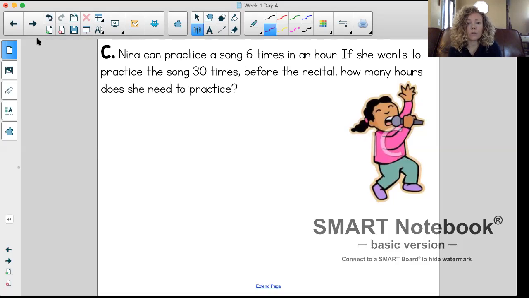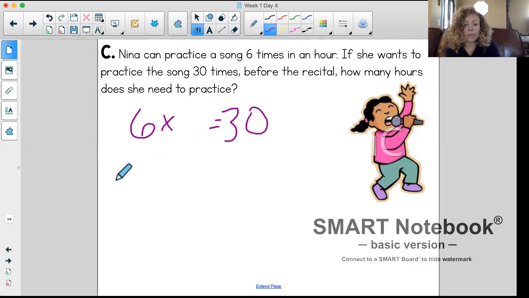So if she's practicing 6 times in 1 hour, when we hear the word times, we know that we're talking about multiplication. That's another word from our poster. She wants to practice 30 times in all, so that's going to be our product here. We've got to figure out what to multiply 6 by to get 30. And do that by skip counting.